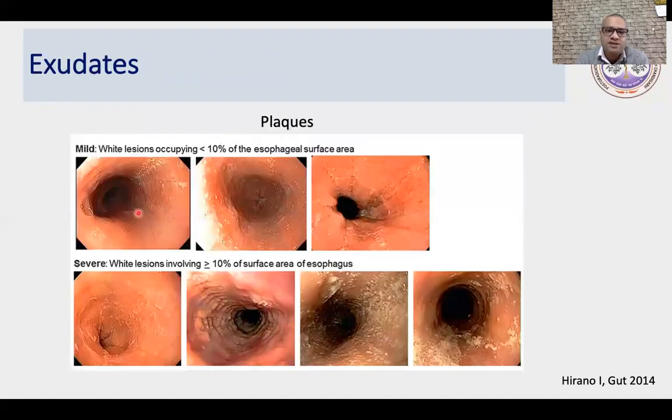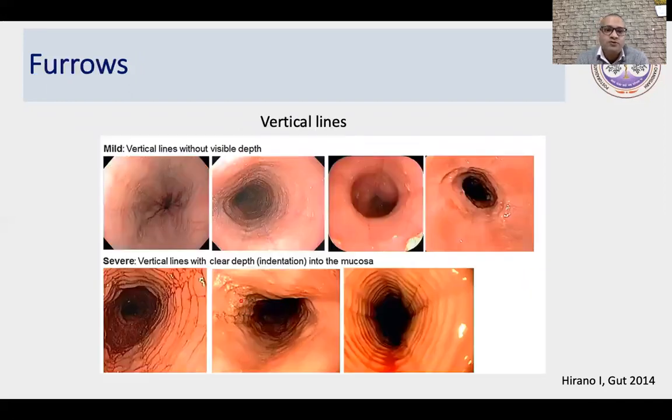Then you could have exudates. Again, these are white lesions which may occupy variable amount of surface of the esophagus, and the scoring is dependent upon the amount of surface which is involved. Now, there could be furrows, which are vertical lines. You can see here vertical lines. Again, they may have a visible depth or they may not have. But if there is an indentation, it may suggest a more severe kind of involvement.